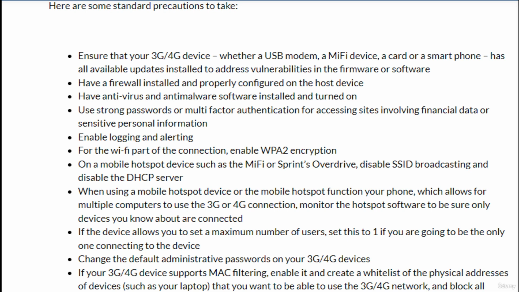When using a mobile hotspot device or the mobile hotspot function on your phone, which allows for multiple computers to use the 3G or 4G connection, monitor the hotspot software to be sure only devices you know about are connected. If the device allows you to set a maximum number of users, set this to 1 if you are going to be the only one connecting to the device. Change the default administrative passwords on your 3G or 4G devices.